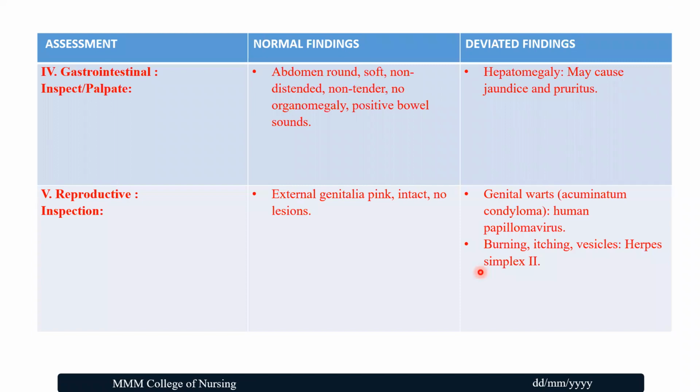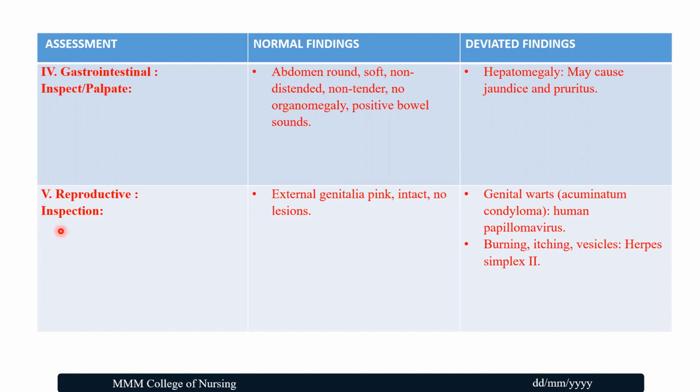Moving on to the GI system. First, you're going to inspect and palpate the abdomen, whether it is round, soft, non-distended, non-tender, with no organomegaly, and positive bowel sounds should be heard when you auscultate. Deviated findings are hepatomegaly. This may cause jaundice and pruritus.